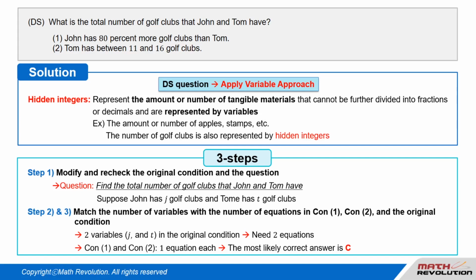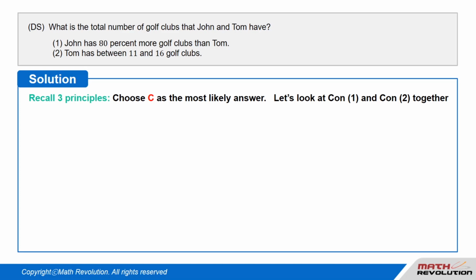To match the number of variables with the number of equations, we need 2 equations. Since conditions 1 and 2 provide 1 equation each, C is about 70% likely to be the answer. Recall 3 principles and choose C as the most likely answer. Let's take a look at conditions 1 and 2 together.